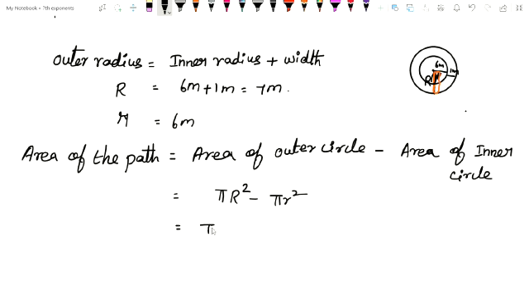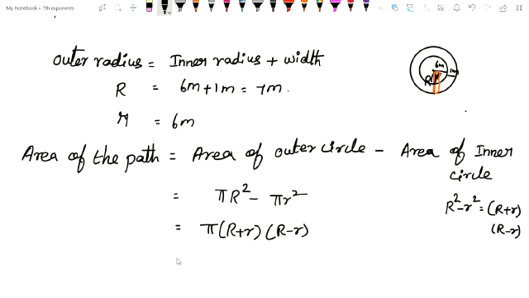So, pi is common. You can directly write this as pi into R plus r into R minus r, because you know that R square minus r square equals R plus r into R minus r. Directly you should write it. Area of the path equals pi into R plus r into R minus r. That formula you directly write.